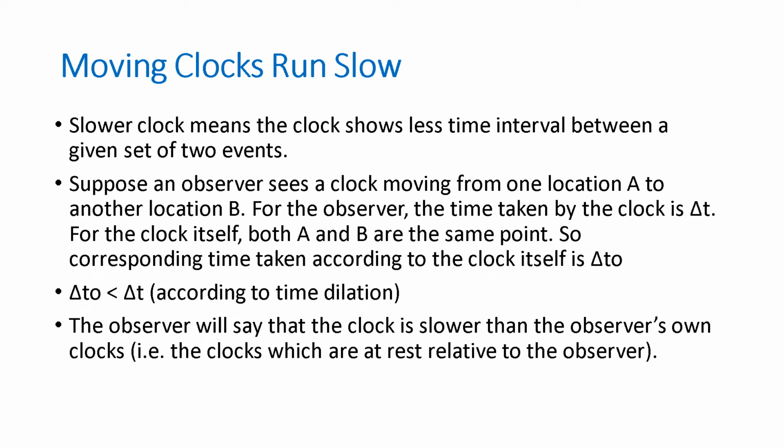We know from the time dilation formula that delta t naught is less than delta t. So the observer will say that the clock is ticking slower than the observer's own clocks, that is the clocks which are at rest relative to the observer.